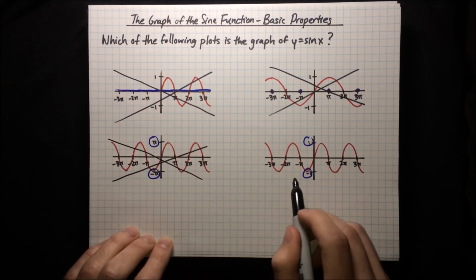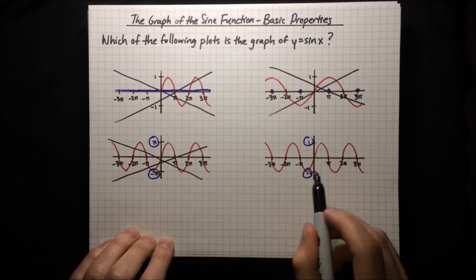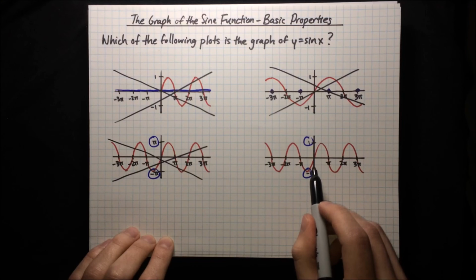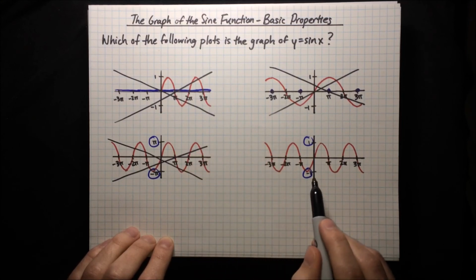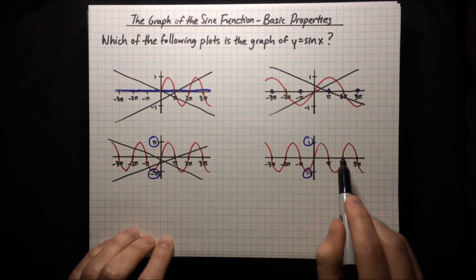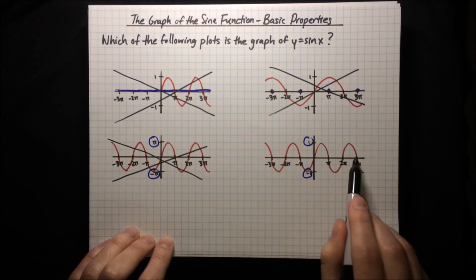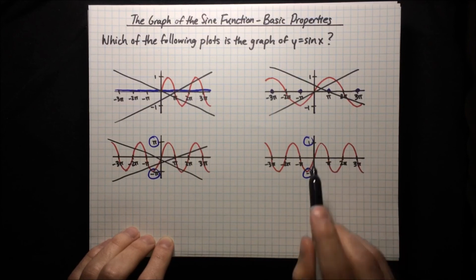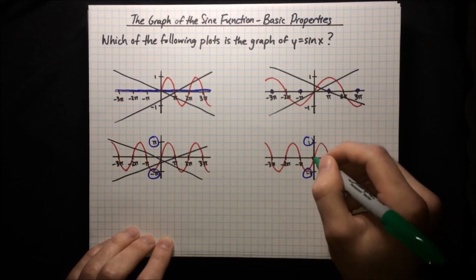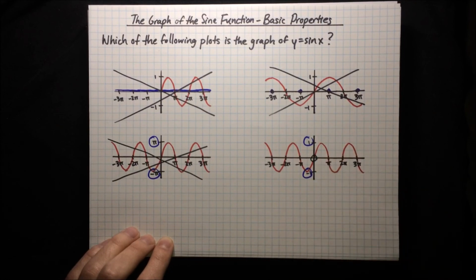And that leaves us with this one. So let's just take a look at this one and make sure that it's not a trick question and that this one is actually the one. So we checked that it has the right zeros, it has the right range, it has the right domain. How about the right y-intercept? Yeah, that's at the origin, 0. Good. And how about the right maximums?